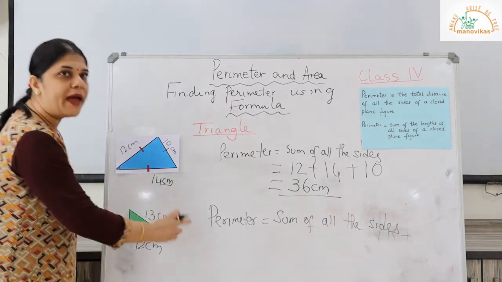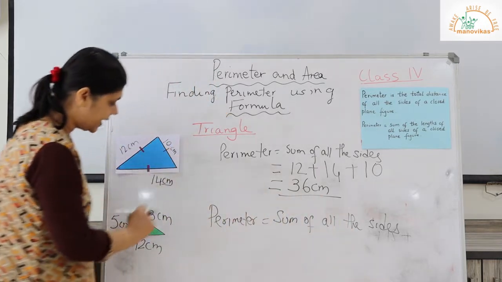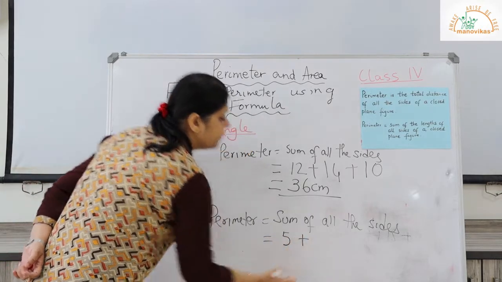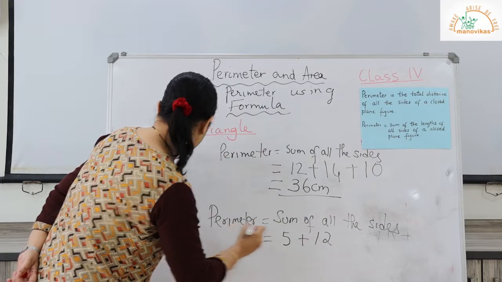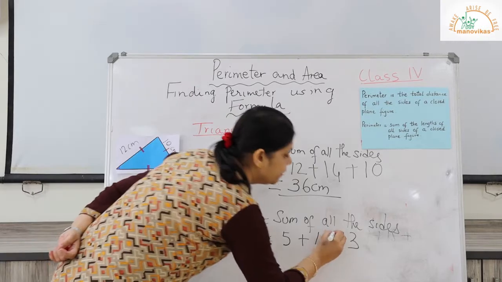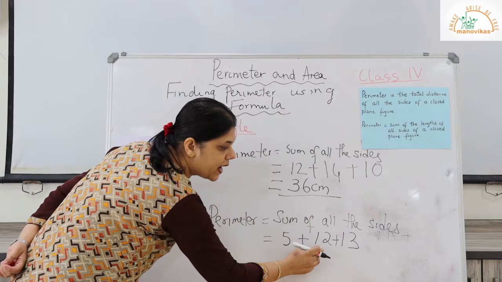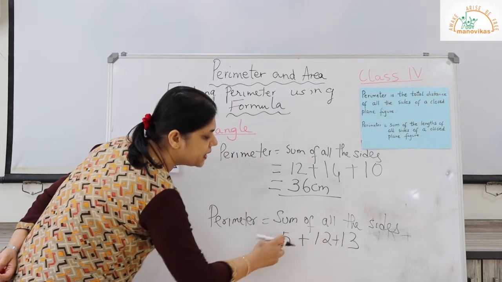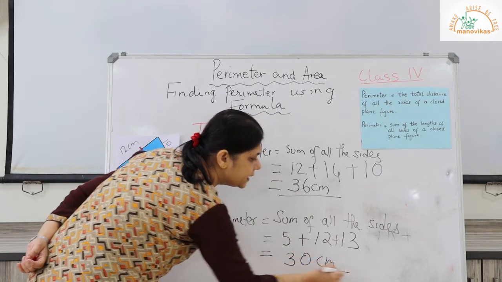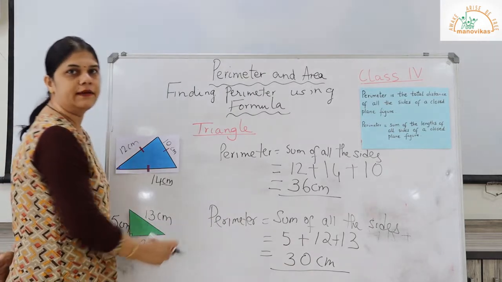Here again, the perimeter of this given triangle will be the sum of all the given sides. Now, the sides given to you are 5 centimeters plus 12 centimeters plus 13 centimeters. So, what is the answer you will get? 13 plus 12 is how much? 25. 25 plus 5 is how much? 30. So, 30 centimeters again is the answer of the perimeter for this triangle.